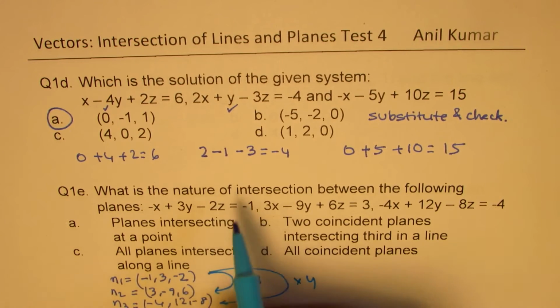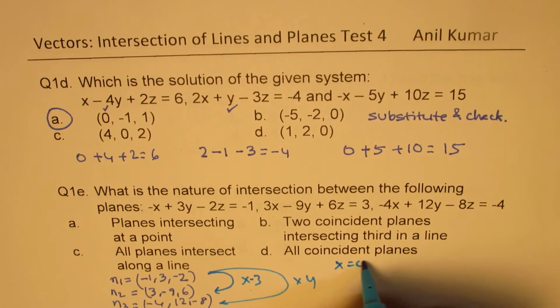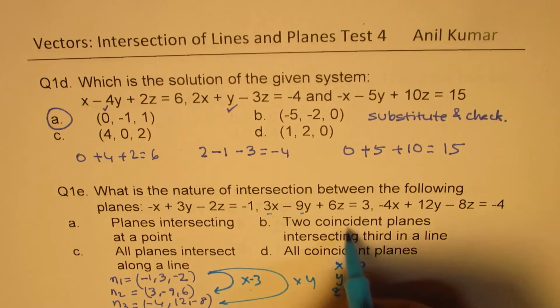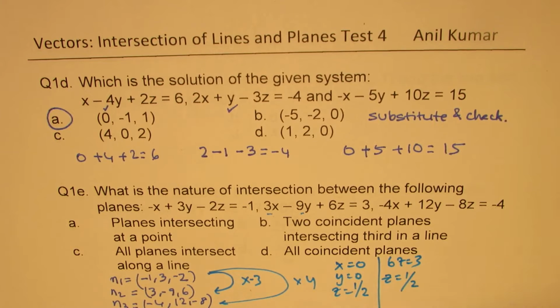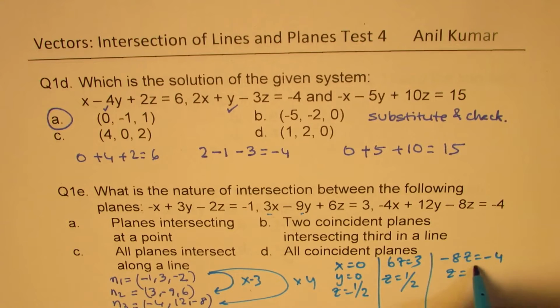Let's find a value of z, substituting these two as 0, right? So if I substitute x equals 0, y equals 0, then we get z equals half in the first case. In the second case, we get 6z equals 3, and z equals 3 over 6, which is again half. And in the third one, if I substitute zeros, we get -8z equals -4, so z equals half.